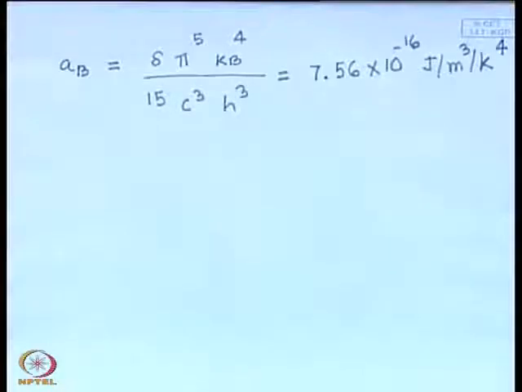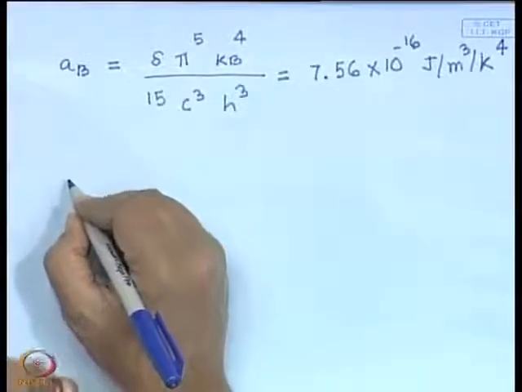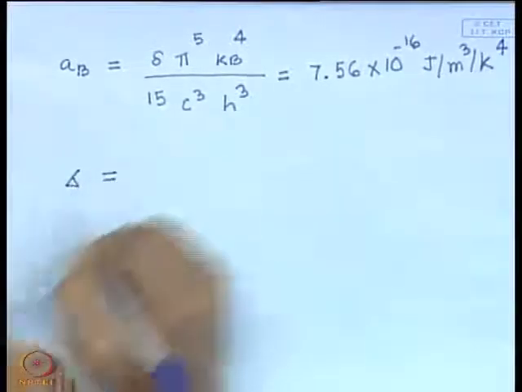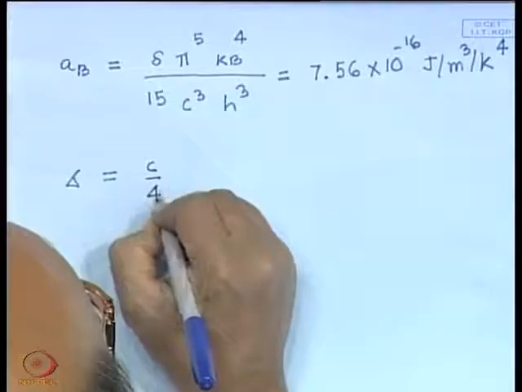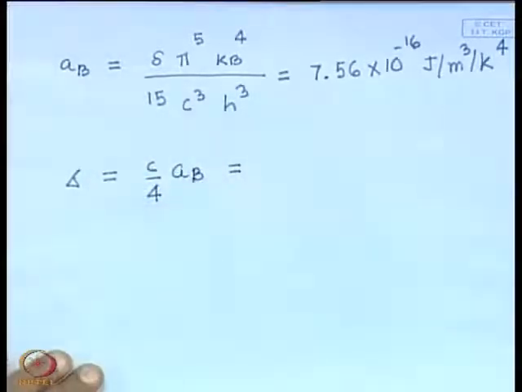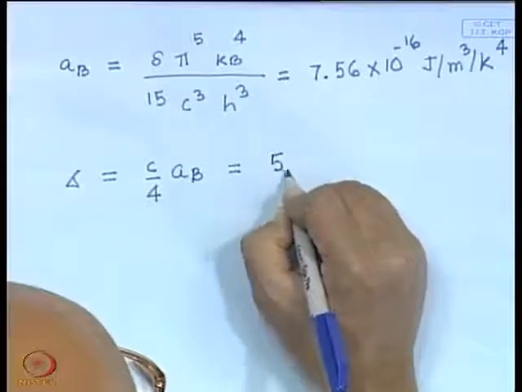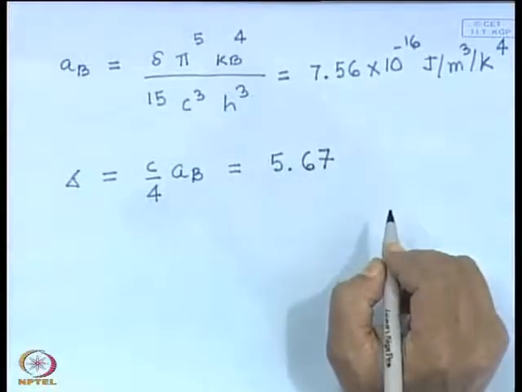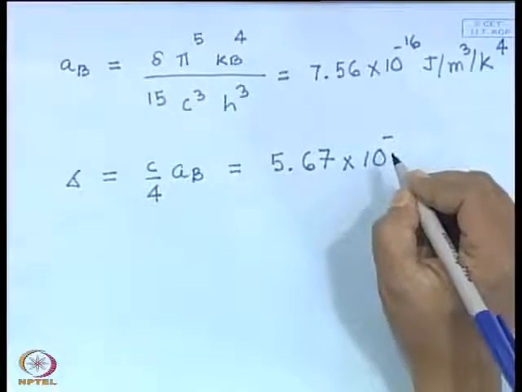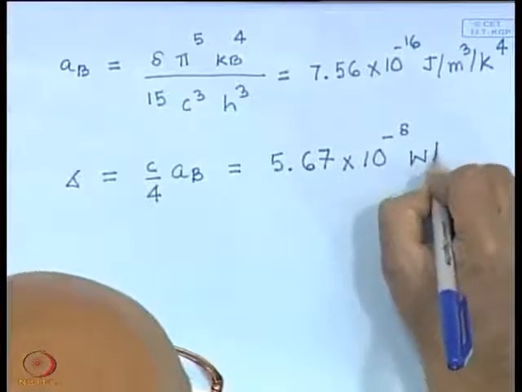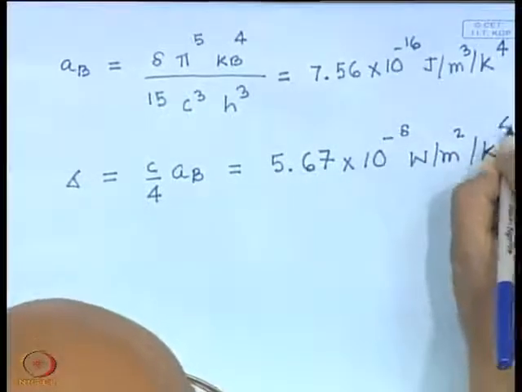Right. So we have worked out the Stefan constant, and we had seen earlier that the Stefan-Boltzmann constant sigma is c by 4 times the Stefan constant, okay, and this has a value which is equal to 5.67 into 10 to the power minus 8 watts per meter square, that is the flux, per Kelvin to the power 4.